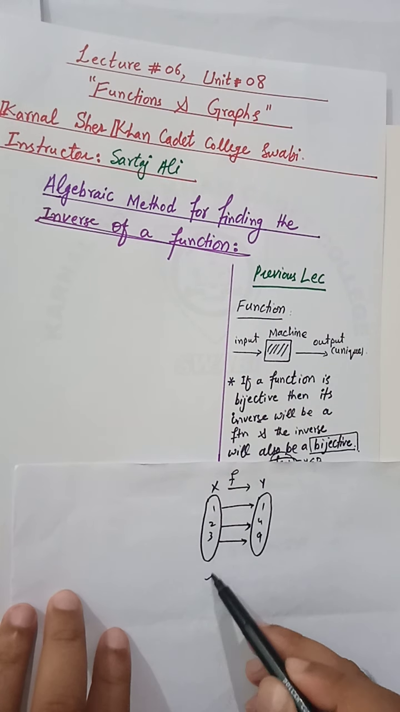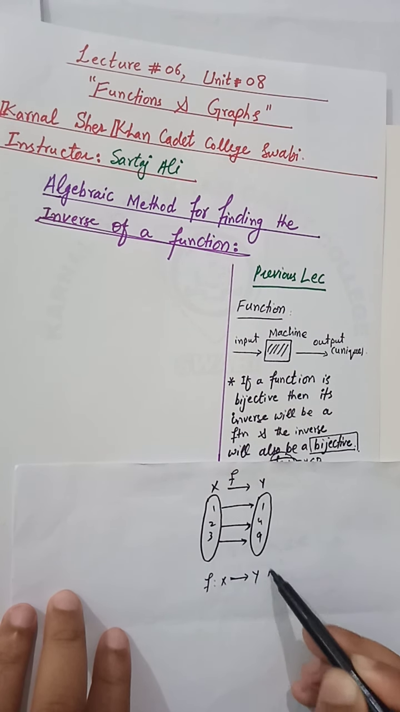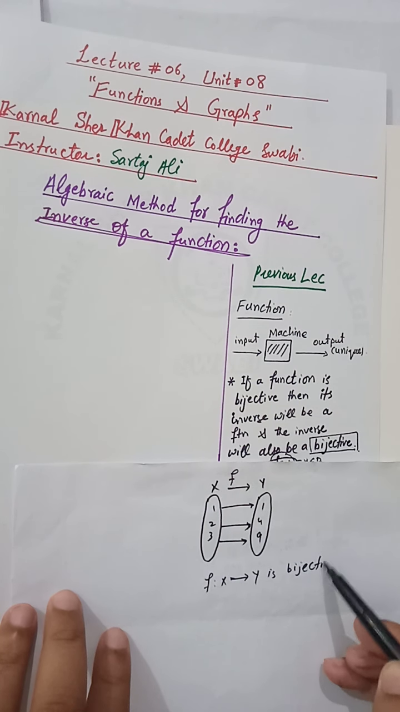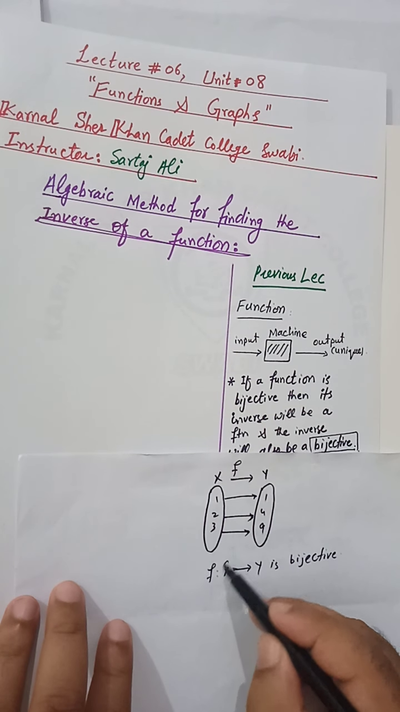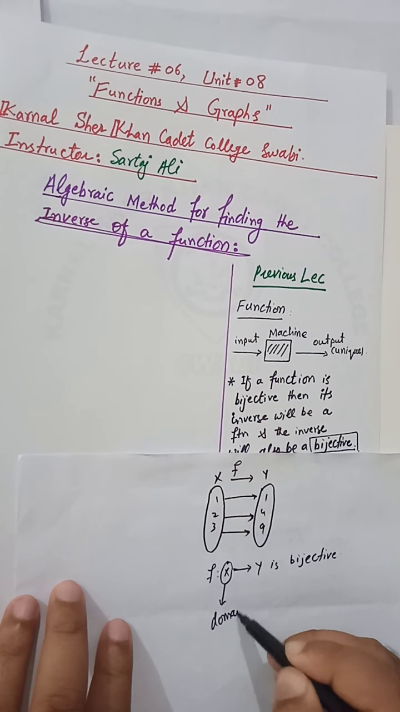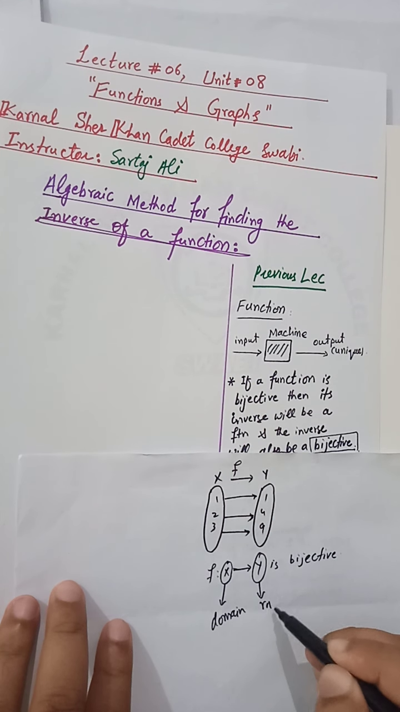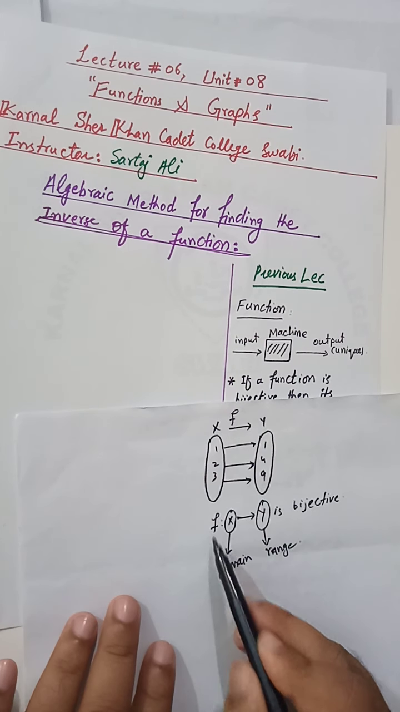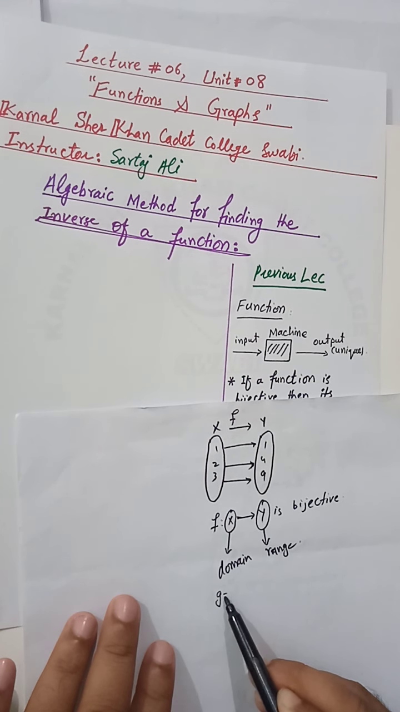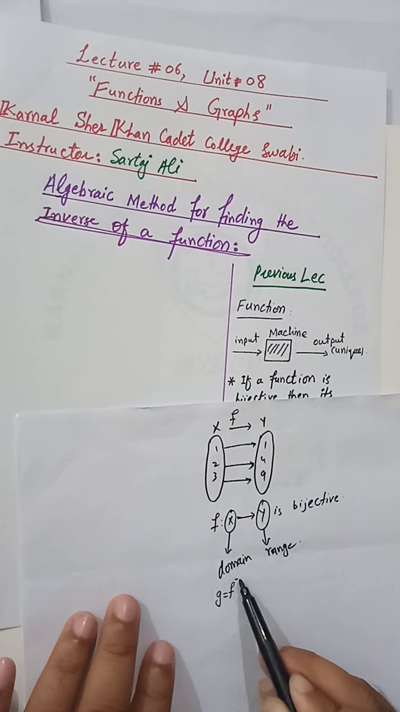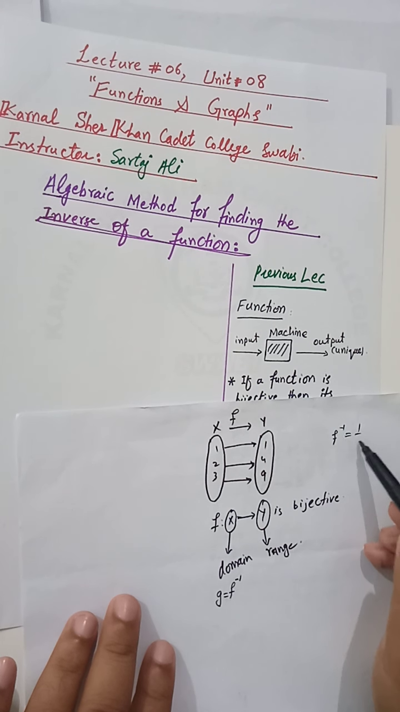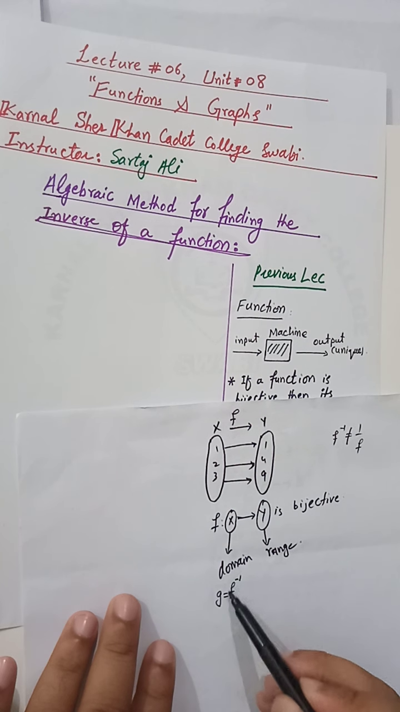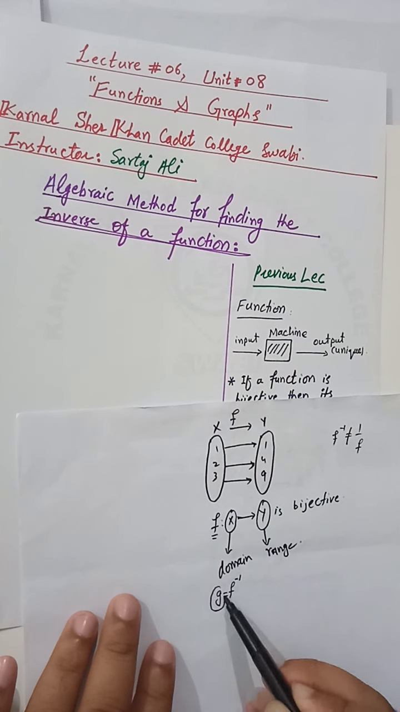So you see that the function f from x to y is a bijective function, because this is one-one as well as onto. Now this is your domain, and this is your range. If you are finding the inverse of this function, let's say the inverse is g, and that g will be denoted by f raised to the power minus 1. This f raised to the power minus 1 doesn't mean that this is equal to 1 divided by f. This is the notation for the inverse of the given function f. So this may be denoted with g.